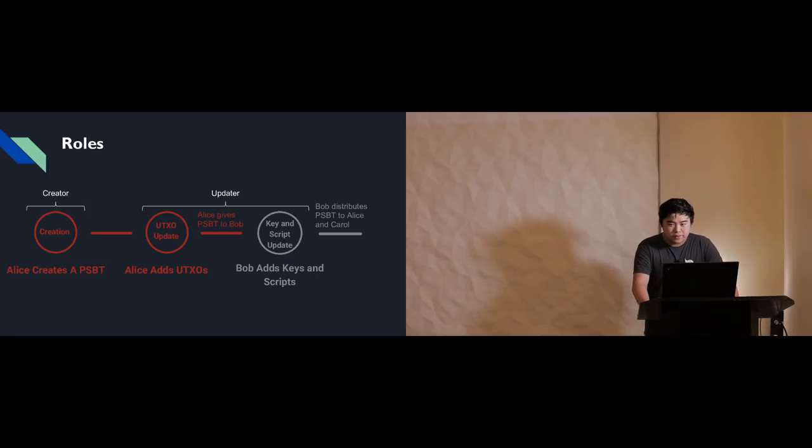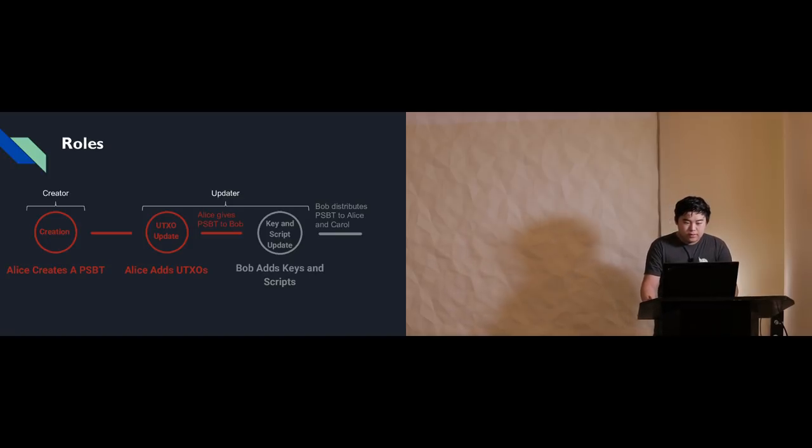So here's an example using a 3-of-3 multisig. For those of you who don't know what 3-of-3 is, you have three people, and all three of them must sign the transaction in order for it to be valid. So let's say in our 3-of-3, we've got Alice, Bob, and Carol, which in my slides will be color-coded. Alice is red, Bob is gray, and Carol is green.